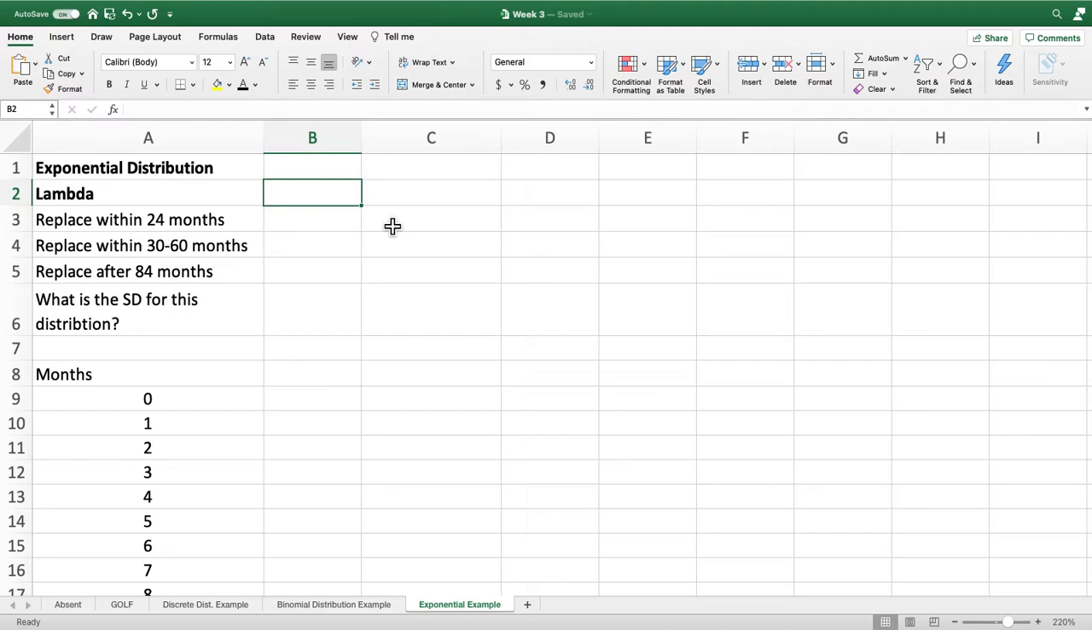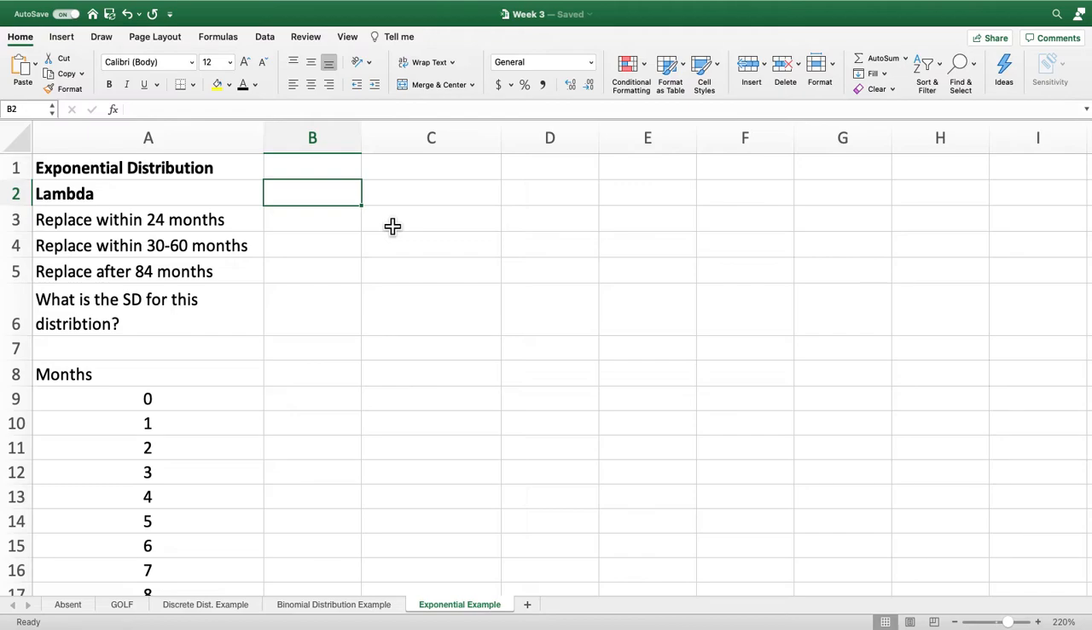Supposing that the number of months before your car battery needs to be replaced follows the exponential distribution with a mean of 50 months. And then we're going to answer these questions. What is the probability that your car battery will need to be replaced within 24 months? Replaced within 30 to 60 months, replaced after 84 months, and then what is the standard deviation?